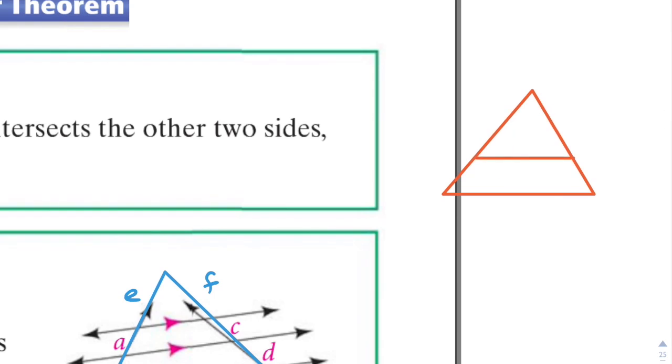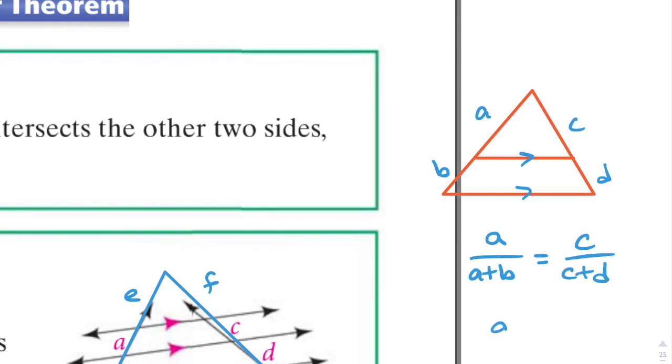And if we have parallel lines, we have A, B, C, and D. Instead of saying what we used to have to say, which is A over A plus B equals C over C plus D, we can now say that that is also the same as A over B equals C over D. And the only reason why is because this part A is proportional to this part B, as this part C is proportional to this part D. So each one is in ratio to one another, making them proportional.